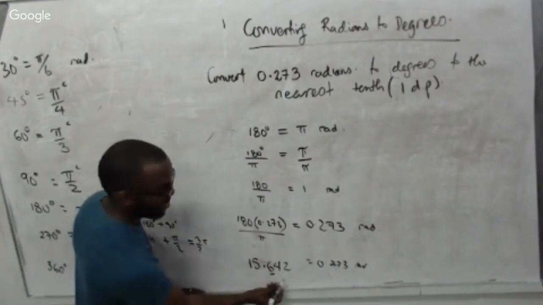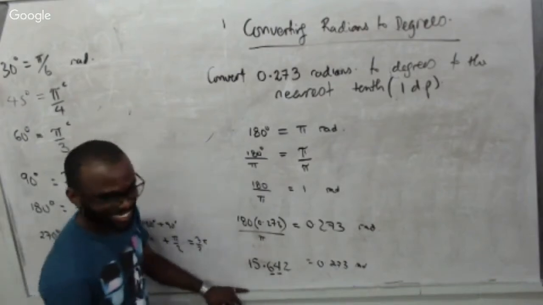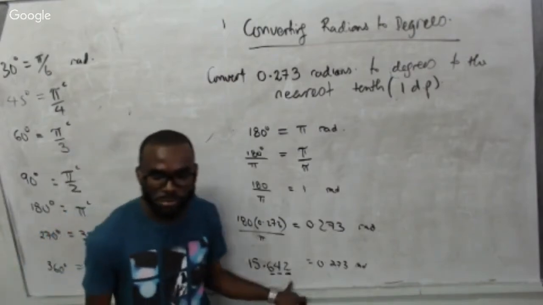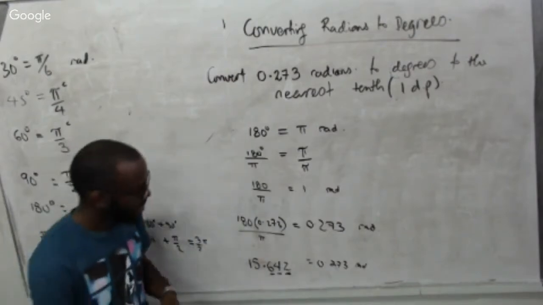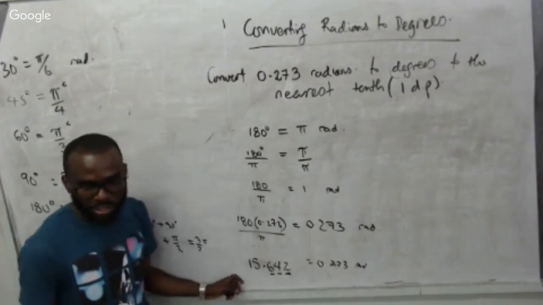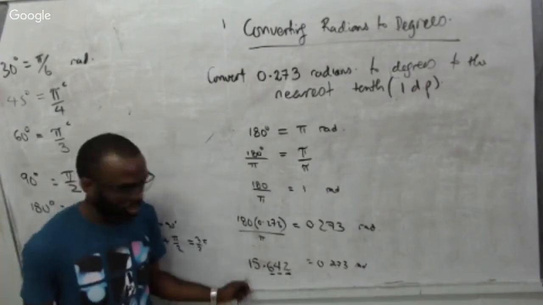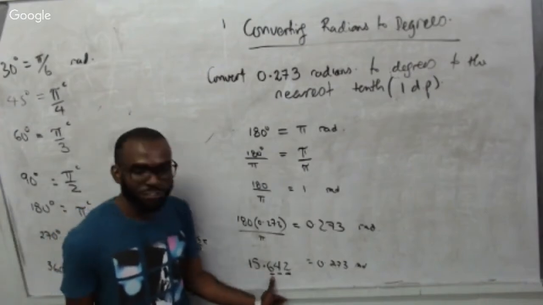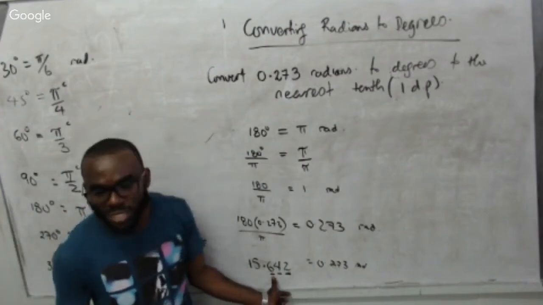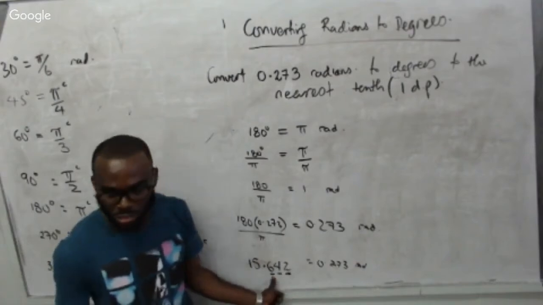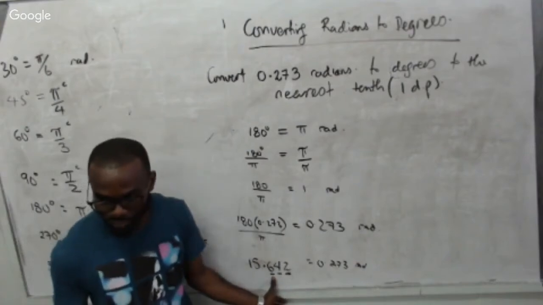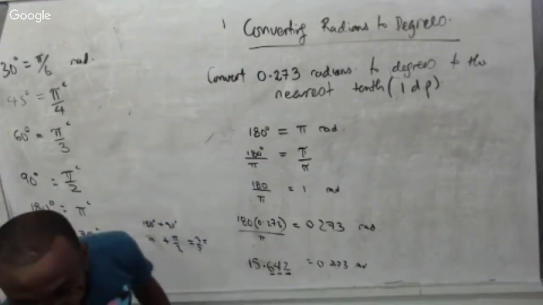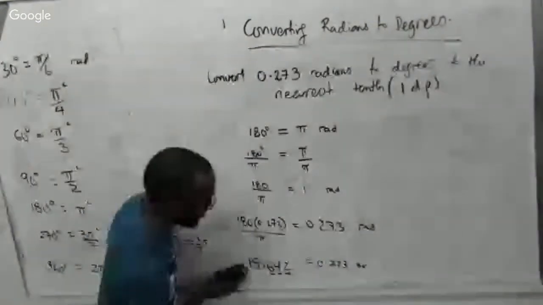Remember, this is 10, 100, thousands, 1 decimal place, 2 decimal places, 3 decimal places. But for significant figures, you usually start counting from the first non-zero. So this is 1 significant figure, 2 significant figures, 3 significant figures. It's just coincidental that 1 decimal place is 3 significant figures here. Fair enough? So how do I round off to 1 decimal place? It's simple.